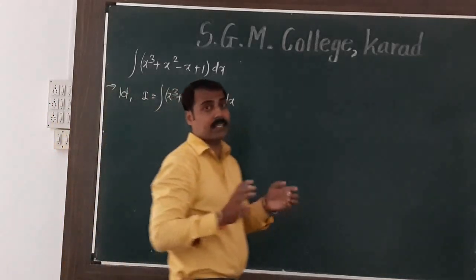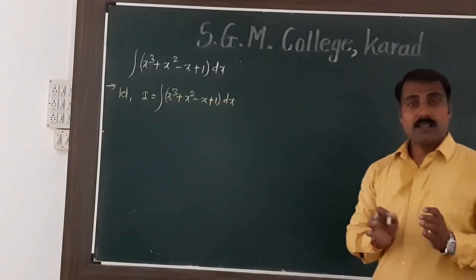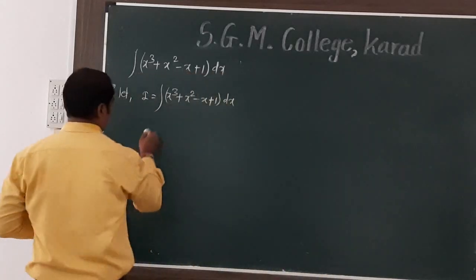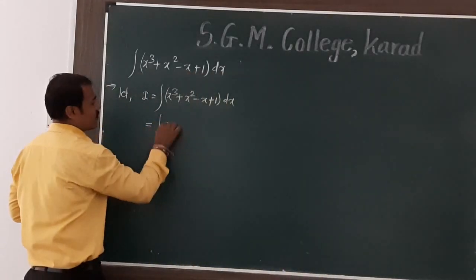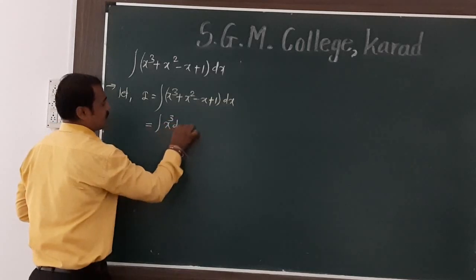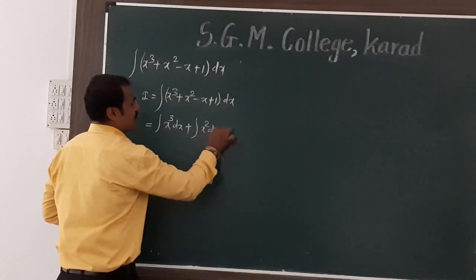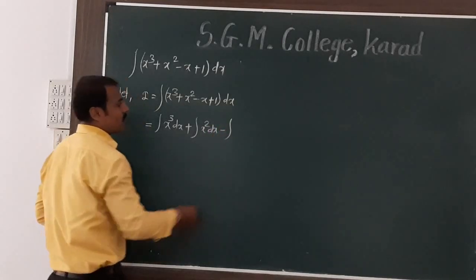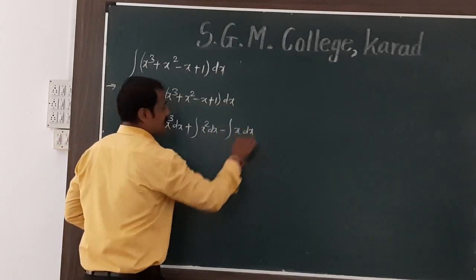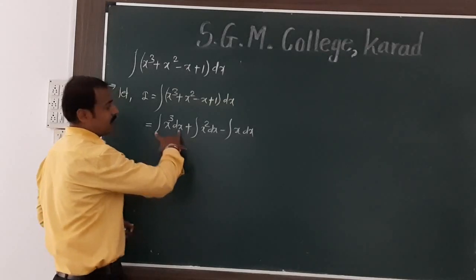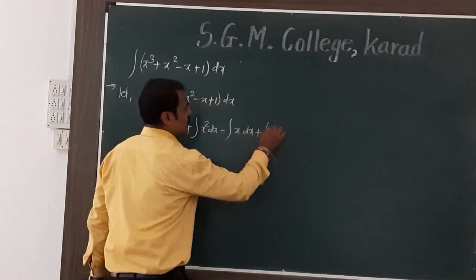If inside the integration there is addition and subtraction, we separate the integration sign with dx. So it becomes integration of x cube dx plus integration of x square dx minus integration of x dx, separating the integration sign with dx, plus integration of 1 dx.